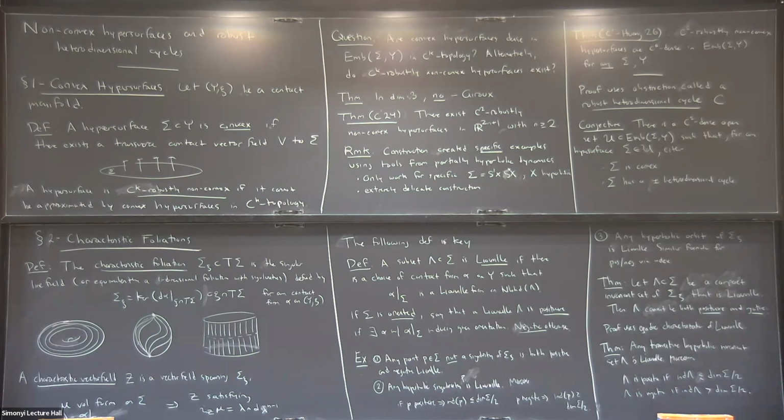Okay. What does index mean here? If you have a hyperbolic invariant set, then you have a splitting of the tangent bundle into an expanding direction and a contracting direction. The index is the dimension of the contracting direction.